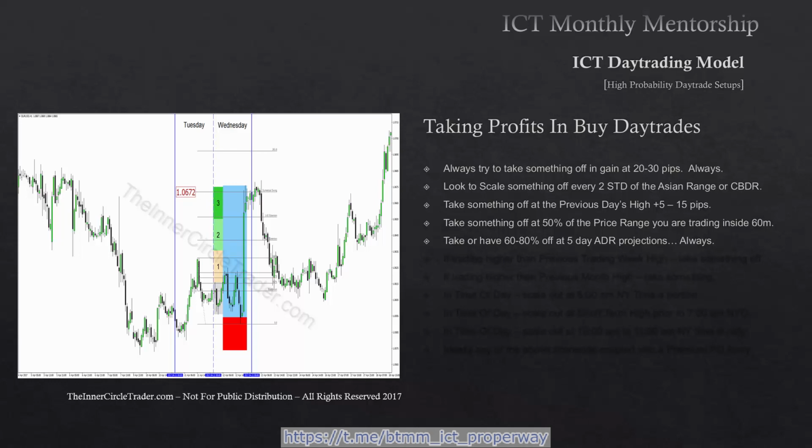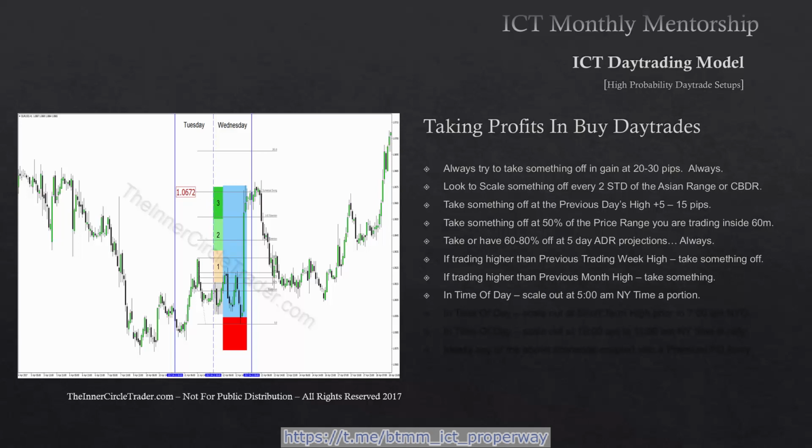Then you have to consider the average daily range of the last 5 days. You need to be taking at least 60 to 80% off at that point. Always do this, and then you can leave a little portion on to see if you're going to get more juice out of that lemon and hold for a later portion of the day. If trading higher than the previous trading week, take something off there, because you could get a turtle soup scenario in that environment. If trading higher than the previous month's high, take something off there.